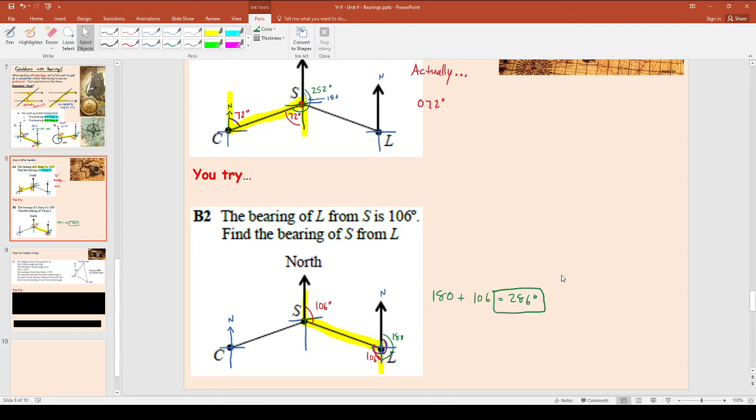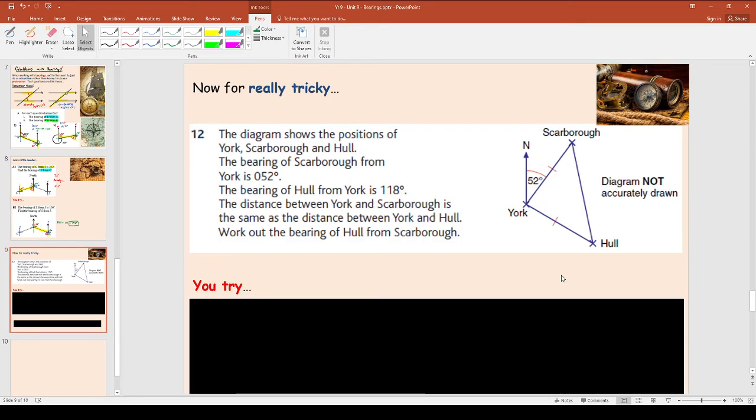Right. Here we go. Nightmare hard now. These are the worst, okay? These are the very hardest ones. They're like GCSE exam-y. And here we go. The diagram shows positions of York, Scarborough, and Hull. So there we go. The bearing of Scarborough from York is 52 degrees.